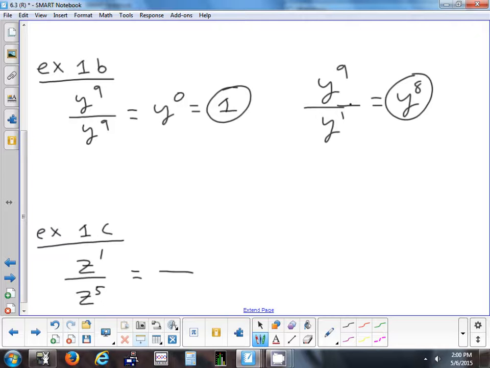Yeah, the bigger exponent is in the bottom. So put the letter in the bottom, because that's where the bigger exponent was. What's going to be my exponent? 4. Subtract your exponents, larger minus smaller. This time the answer goes in the bottom. What goes in the top? Because you've got to put something there. 1.